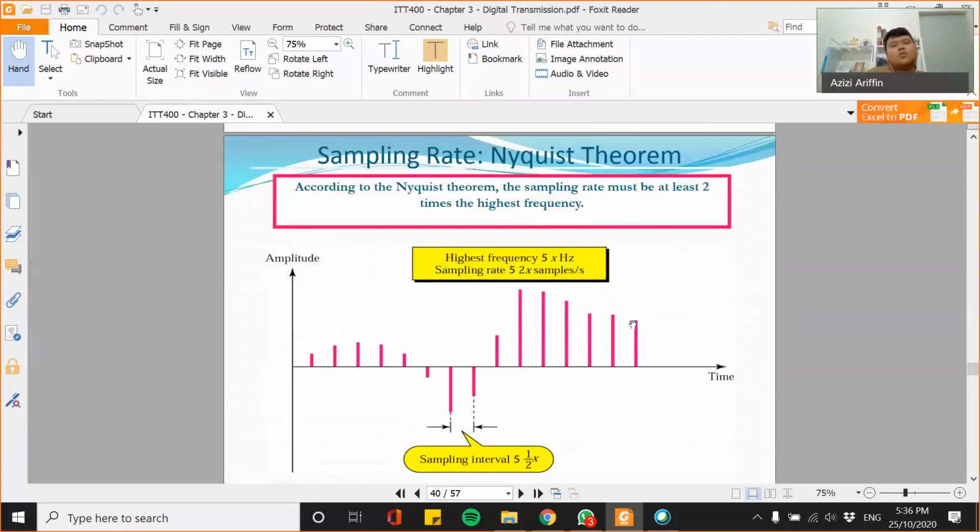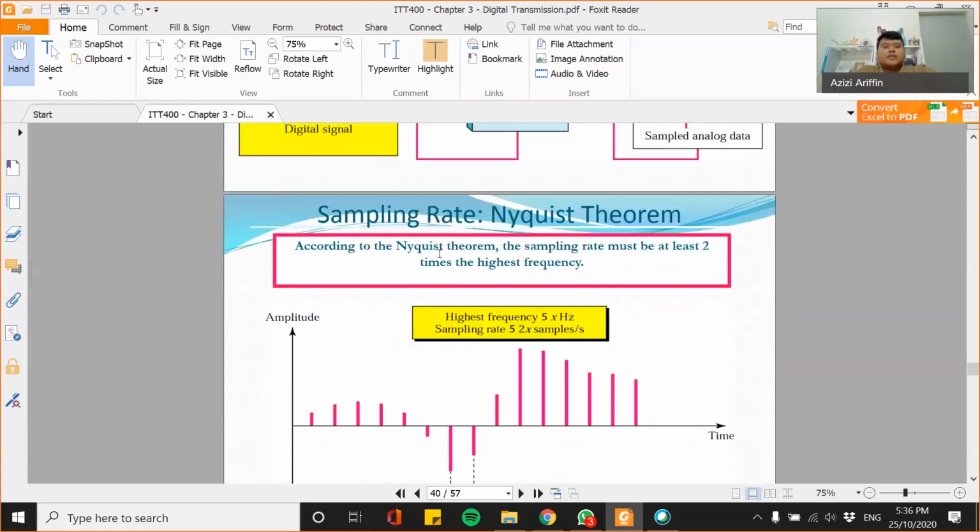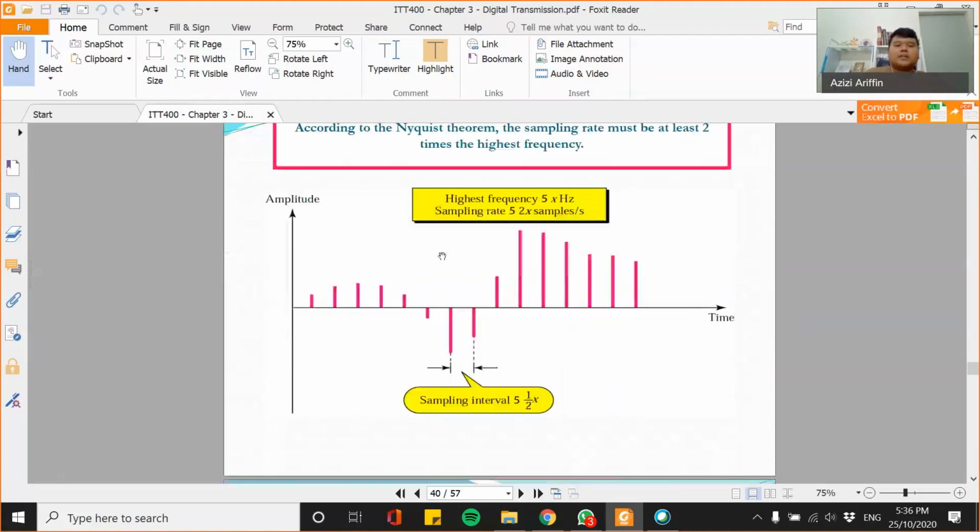Alright, so how do we calculate a sampling rate in digital transmission? Actually we use the Nyquist theorem. We already learned this in the previous chapter, chapter 2. We have the Shannon theorem and the Nyquist theorem. If it is a noiseless channel, we use the Nyquist theorem. According to the Nyquist theorem, the sampling rate must be at least 2 times the highest frequency. So if we want to know the sampling rate, we look at the highest frequency and multiply by 2.